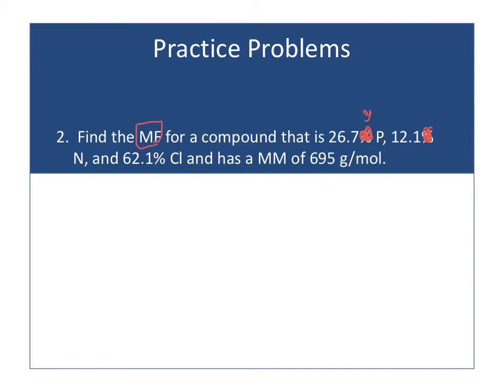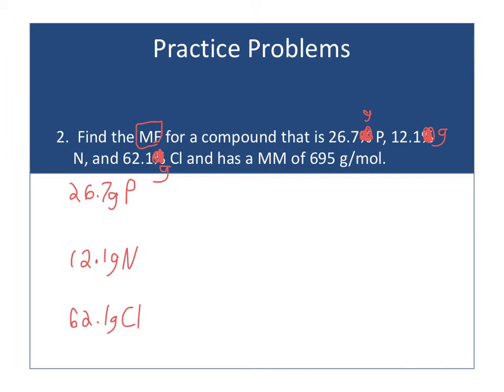Every single one of these percentages can be replaced with a G for grams. So if I start this off, 26.7 grams of phosphorus, 12.1 grams of nitrogen, and 62.1 grams of chlorine. Now I need to tie everything together from this unit.